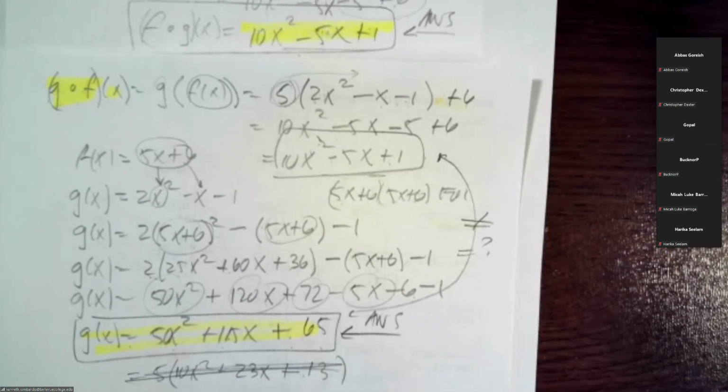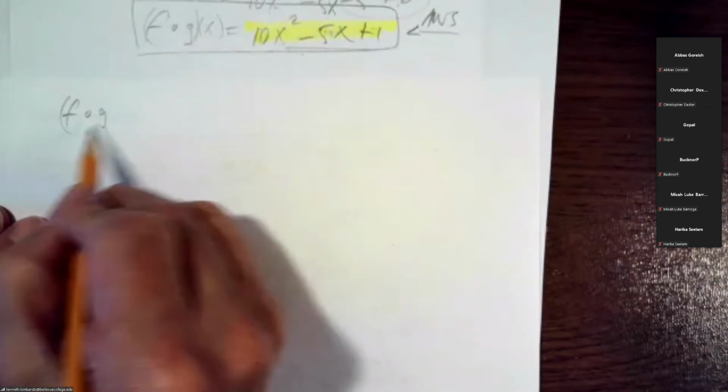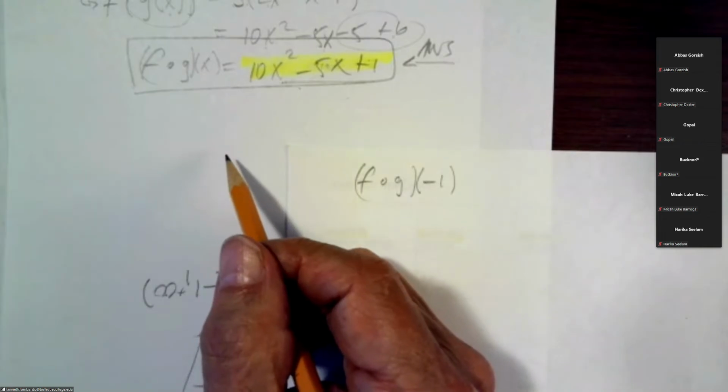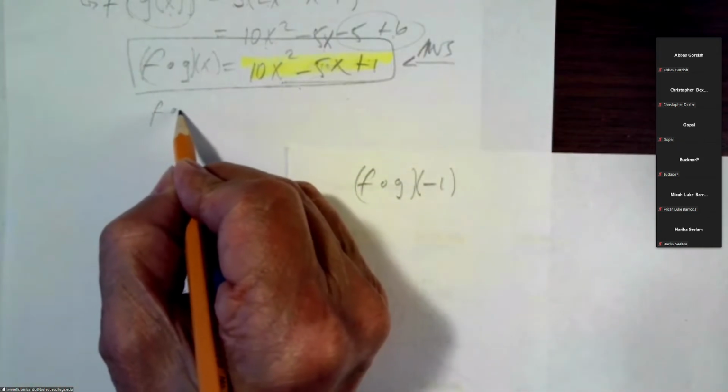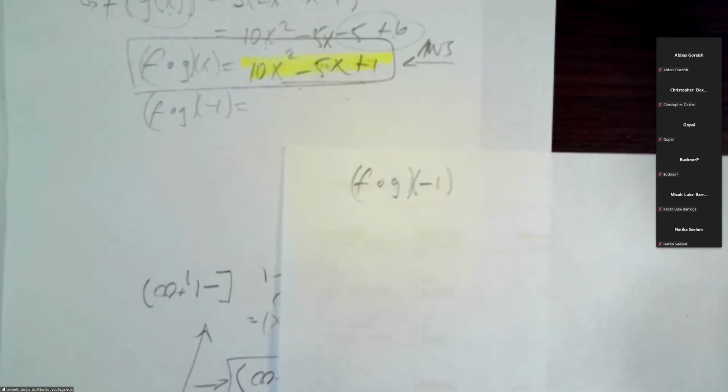Okay. How about what if I give you f of g evaluated at -1 for that same function? So f evaluated at g, that's this one up here. And if we evaluate that at -1, so we want f of g, not of x, but at -1. Now what do we get?